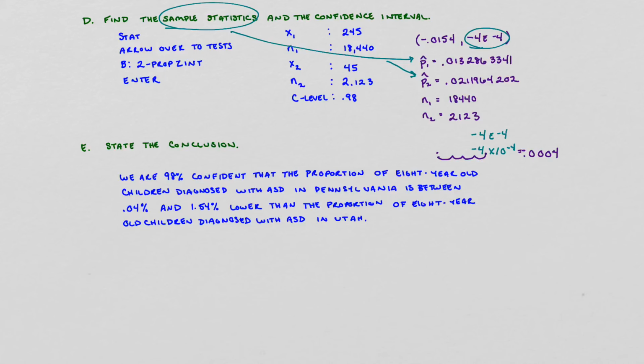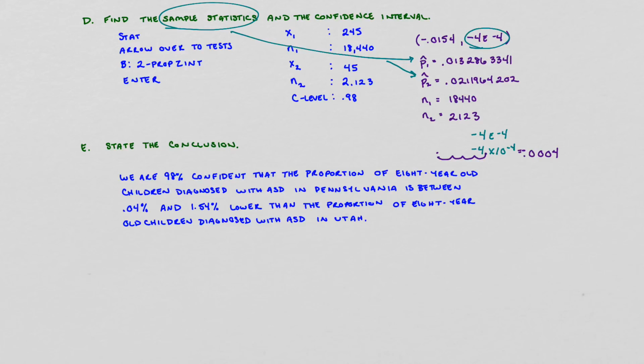Okay, so we should have something along the lines of, we are 98% confident that the proportion of 8-year-old children diagnosed with ASD in Pennsylvania is between 0.04% and 1.54% lower than the proportion of 8-year-old children diagnosed with ASD in Utah. A couple notes. One, I chose to convert my decimals into percentages. It made a little bit more sense with regards to writing this conclusion for me as the writer, and I think it's going to be a little bit clearer for the reader as well.